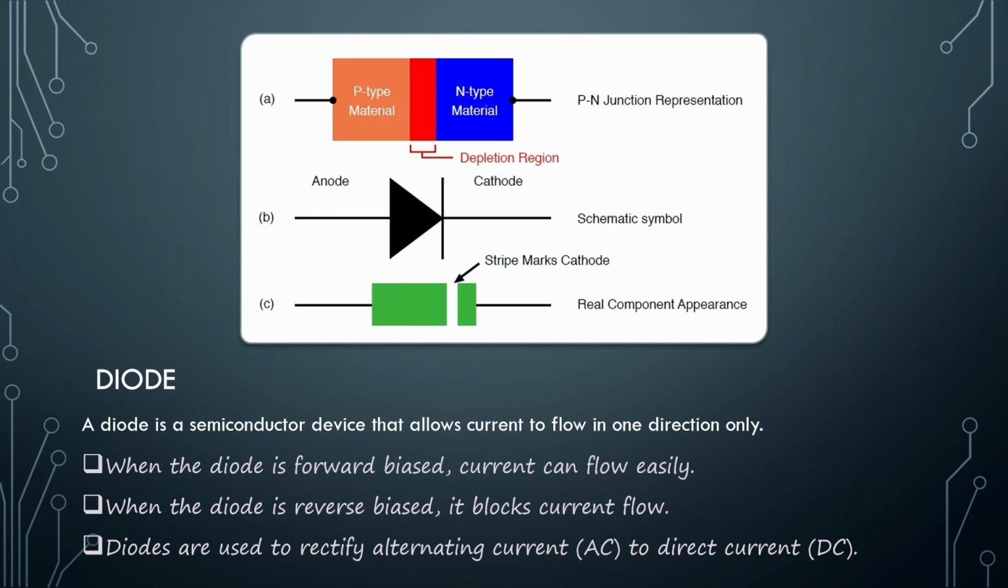So, what are the applications of a diode? Simply, the first and most important application of the diode is rectification, to convert AC into DC in power supplies. It is also used in clamping circuits, protecting circuits from voltage spikes. Signal demodulation is one of the most important applications of the diode, extracting information from a modulated signal in communication systems.